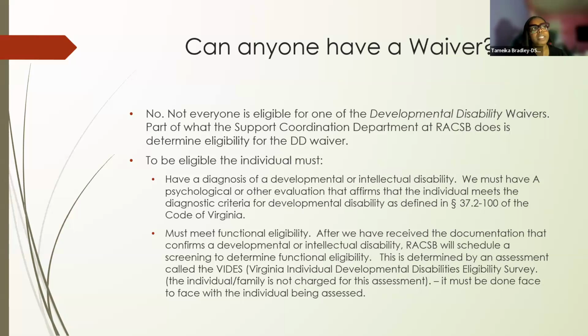And so one thing to note too, we do the VIDES initially to see if they meet criteria for eligibility. But once a person is awarded a DD waiver, we could repeat this same assessment every single year to make sure they still and continue to meet that eligibility requirement to keep that DD waiver. So it's not just a one-time thing. Once they get the DD waiver, we have to do it every year. And usually we do that at their what we call their annual plan meeting.